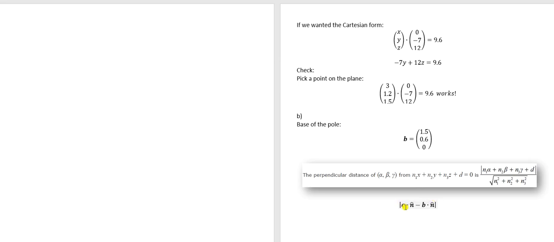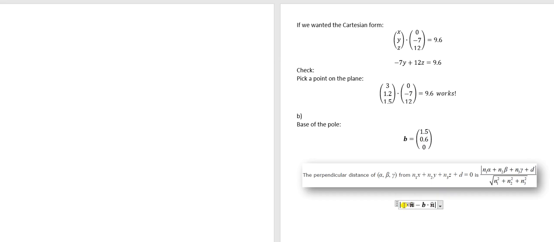A is a point that we know is on the plane. N hat is the unit normal vector. So that's not just any old normal, but it's a normal that's been scaled down according to its size so that it has length 1. And then B dot n hat, this is the point we're interested in, and we wonder how far away from the plane that is. Essentially what this does is the following.